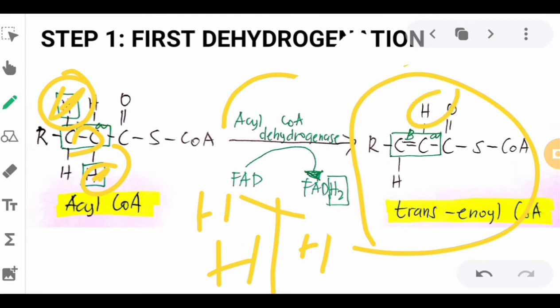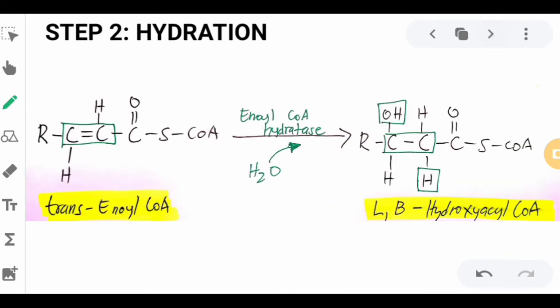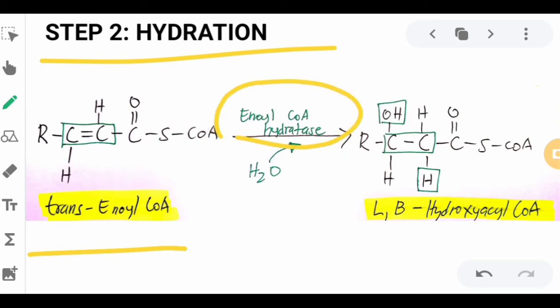Trans because you have the hydrogen at the opposite and you remove hydrogen in the opposite manner in the alpha and beta. Now this trans-enoyl-CoA will proceed to step 2 of the beta oxidation pathway, which is the hydration. In this manner, the trans-enoyl-CoA, with the help of the enzyme enoyl-CoA hydratase and addition of water, will add water in the alpha and beta carbon. So a hydroxyl will be placed at the beta carbon and a hydrogen will be placed at the alpha carbon.